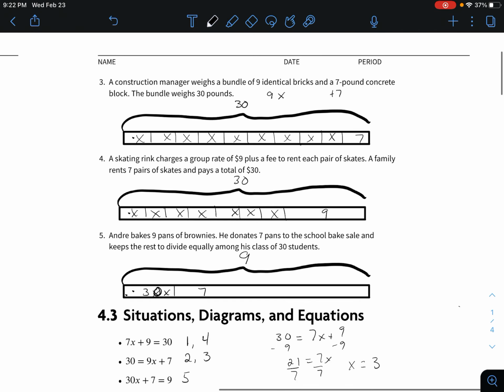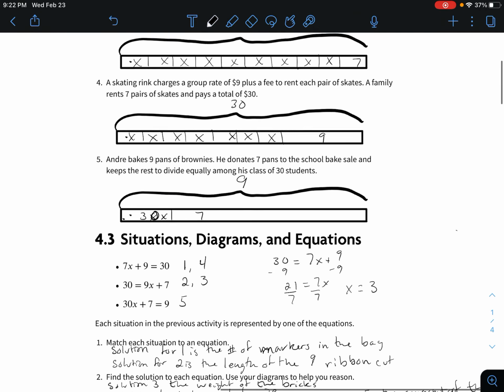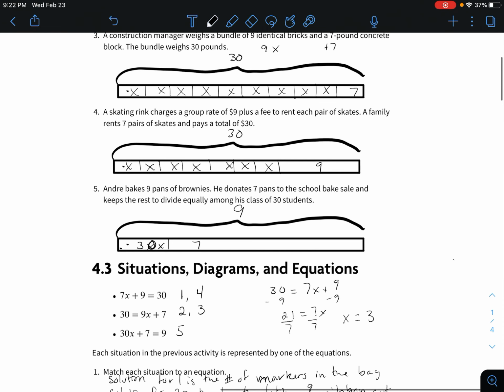Okay. So right here it says situation diagrams. Which equations represent the tape diagrams from each situation? Situations 1 and 4 each were 7x plus 9. There were 7 x's here, and then you plussed a 9. Okay, the next one, 30 equals 9x plus 7.